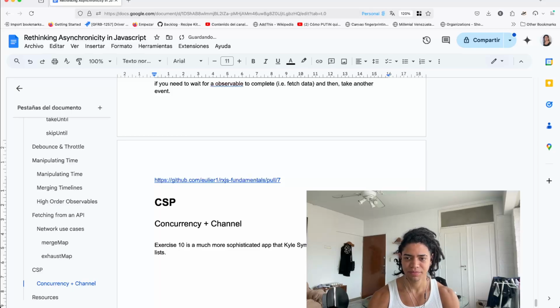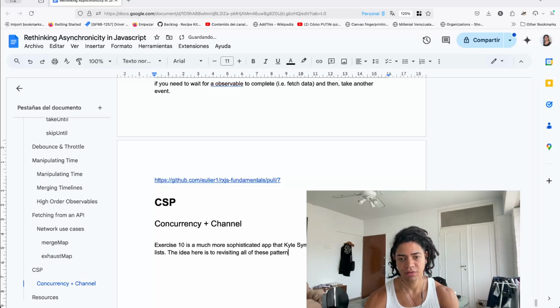And your exercise there is going to be to go back and revisit either reactive or CSP in the context of a much more sophisticated application. So the idea here is to revisit all of these patterns in a more sophisticated application. If you're looking for more practice on that stuff, it's coming with the exercise. So don't feel like that's the last thing we're talking about.